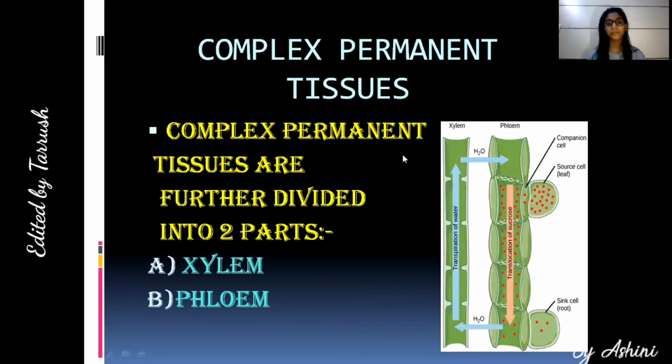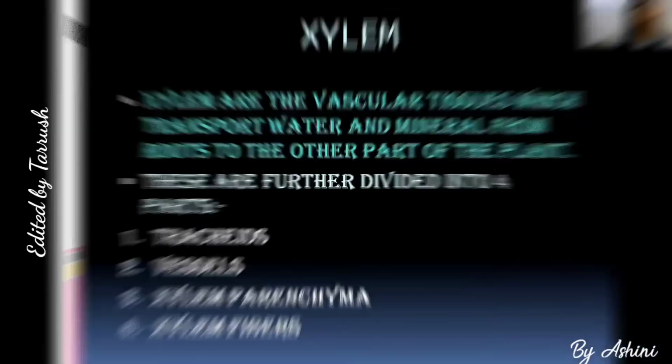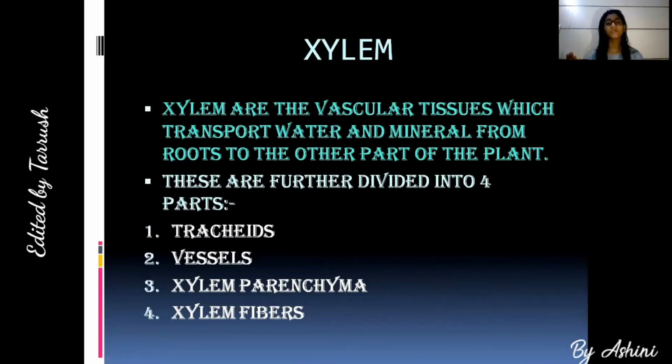Now we come to complex permanent tissues. Complex permanent tissues are further divided into two, which are xylem and phloem. Xylem. Xylem are the vascular tissues which transport water and minerals from roots to the other parts of the plant. It is only one directional, not bi-directional. These are further divided into four parts: tracheids, vessels, xylem parenchyma, and xylem fibers.